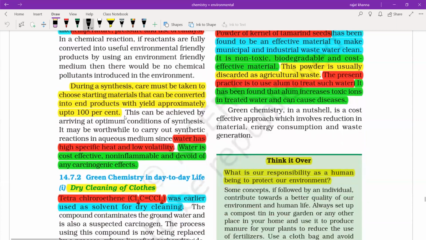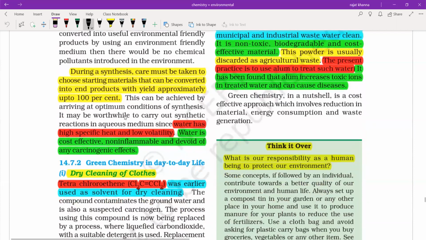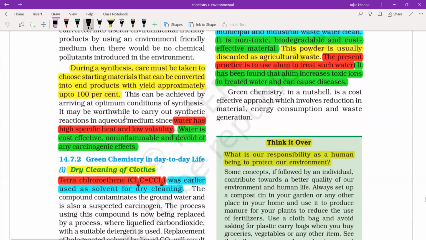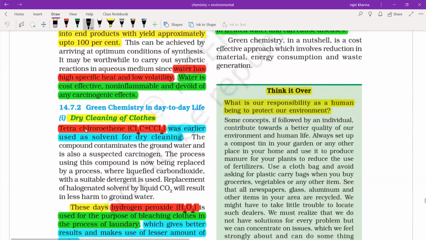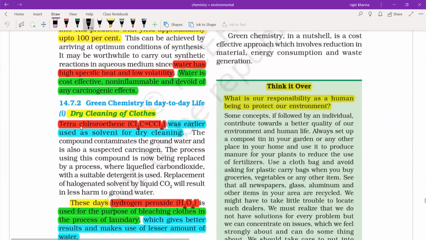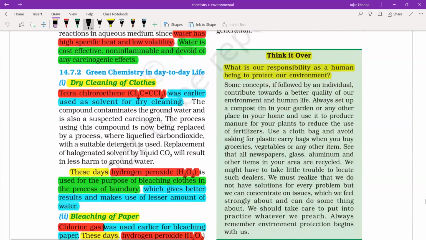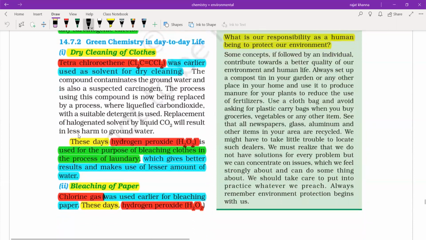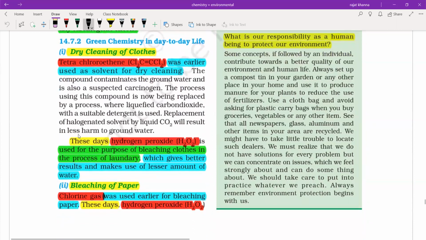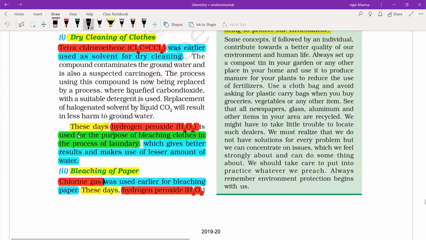Water has high specific heat and low volatility. Water is cost effective, non-inflammable, and devoid of any carcinogenic effect. Dry cleaning of clothes: tetrachloroethene was earlier used as a solvent for dry cleaning. These days, hydrogen peroxide is used for the purpose of bleaching clothes in the process of laundry, which gives better results and makes use of a lesser amount of water.